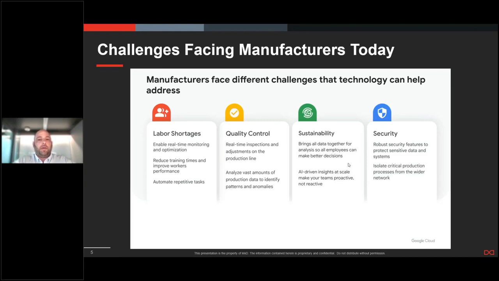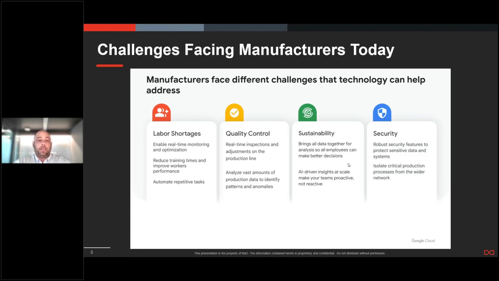Third, manufacturers are under increasing pressure to reduce their environmental impact. Edge computing platforms can track and analyze energy consumption and emissions data, which, coupled with generative AI, can help in identifying improvement opportunities to optimize processes and minimize waste and resource consumption.